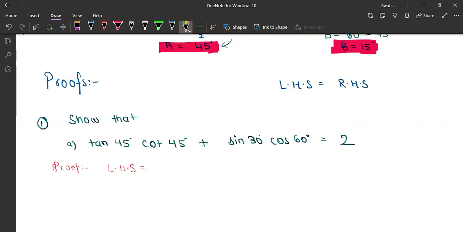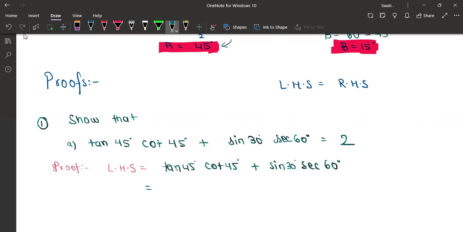Yes. Okay, just a moment here. I have to change the question. It is sec, not cos. It is sec. Okay, so let's write down the LHS. Tan 45 degrees into cot 45 degrees plus sine 30 degrees into sec 60 degrees.